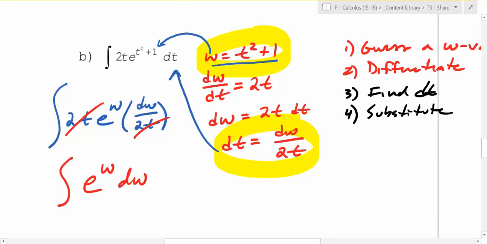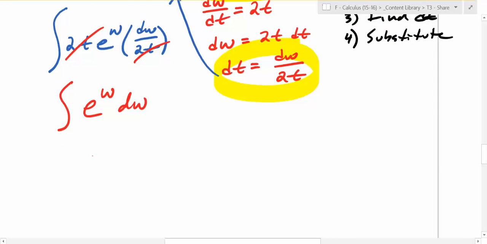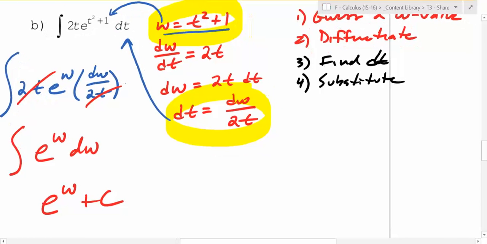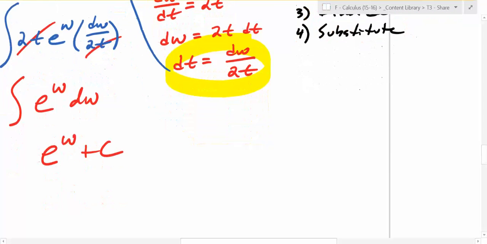Is that about as nice as it gets? When you get to cancel things like that, that means you're on the right track. What's the integral of e to the w? We know what it is. E to the w plus c. But in this case, what does w equal, Connor? You told me. What does w equal? So the answer to this is e to the t squared plus 1 plus c.